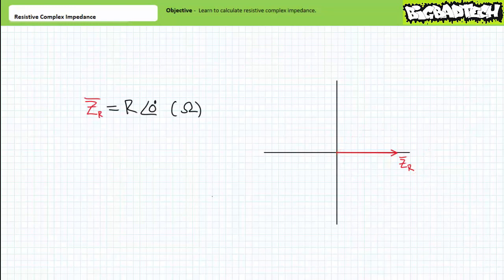If you wanted to represent resistive complex impedance using rectangular format, it would be proportional to R, existing solely in the real horizontal x-axis, plus or minus j times 0. Since we're representing the complex impedance of resistors using a complex number, note the value Z_R includes an overbar, indicating this isn't just a magnitude, but also includes a direction.